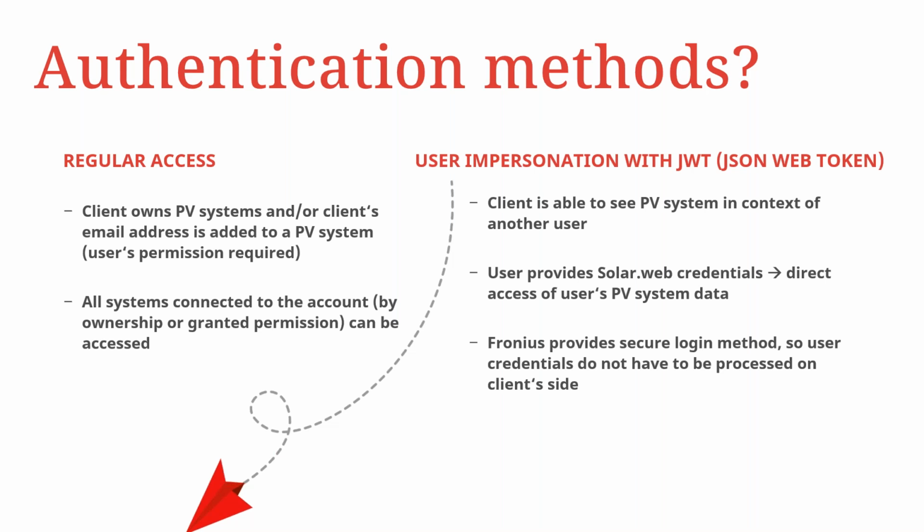And the other method is user impersonation with JWT, or JSON Web Token. This is when the client is able to see the PV system in the context of another user. So this means that if a client doesn't have SolarWeb, for example, or doesn't have a profile, they can still view the data pulled from SolarWeb to your custom API protocol that's been made.